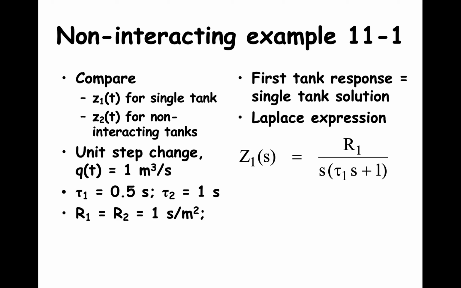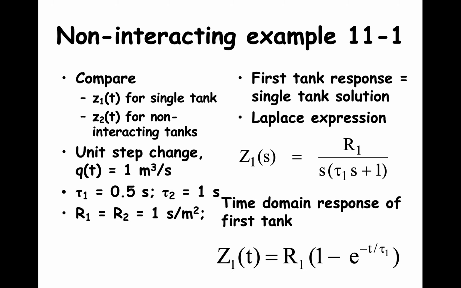The transfer function for the fluid depth Z1 is Z1 over Q equals R1 over tau 1 times S plus 1. The input function Q is a unit step change, so Q equals 1 over S. After making the substitution, we get Z1 equals R1 over S times tau 1 times S plus 1. After we take the inverse, we get the time domain expression Z1 equals R1 times 1 minus e to the minus t over tau 1. For this expression, all the subscripts are the same.